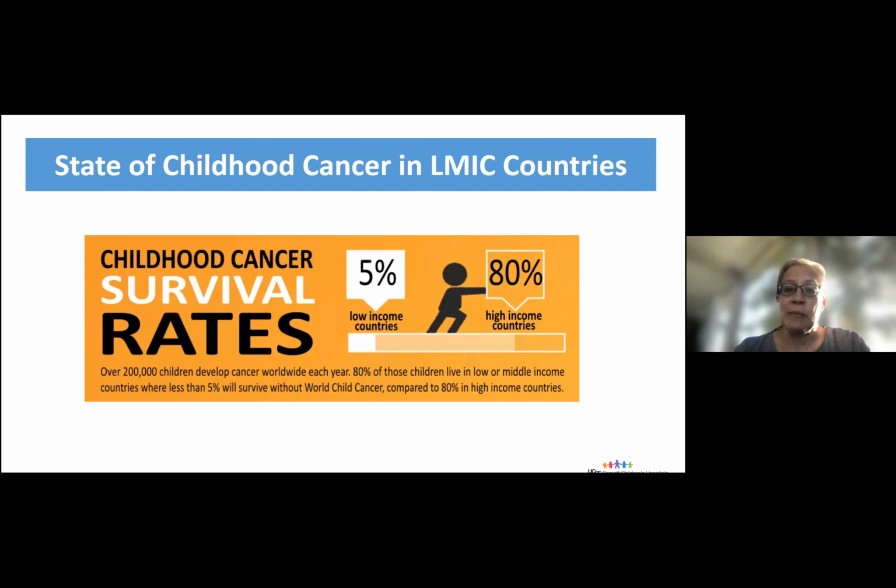Survival rates in low and middle income countries generally range in the 5 to about 50% range versus the 80 to 90% range that we're seeing in high income countries. And that's a real disparity. And I think what is really motivating to each of the members of the team you'll hear from today.